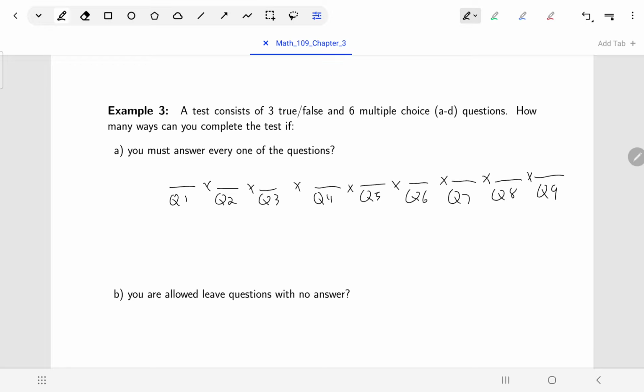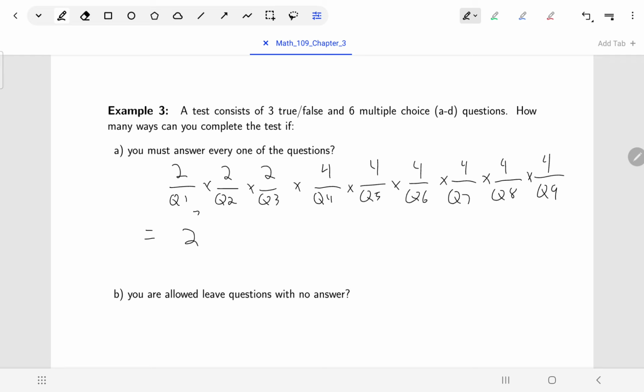For the true and false questions, for each question, you would have 2 choices. You could say true or false, true or false, true or false. And for the multiple choice questions, you could say any one of the 4 answers, A, B, C, or D. So for each of those 6 questions, there would be 4 possibilities. So we'd have 2 times 2 times 2, and then 4 times 4 times 4 times 4 times 4 times 4, all that multiplied together.